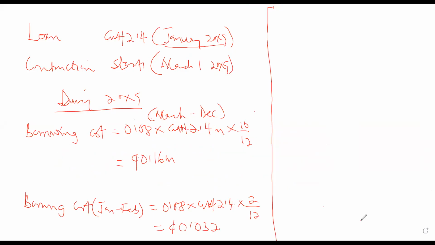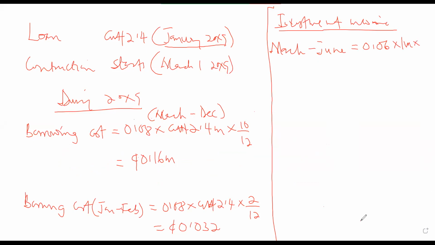So let's look at the investment income. March to June is how many months? 4. Okay, so that will be 0.06 times 1 million, isn't it? Times 4 over 12.